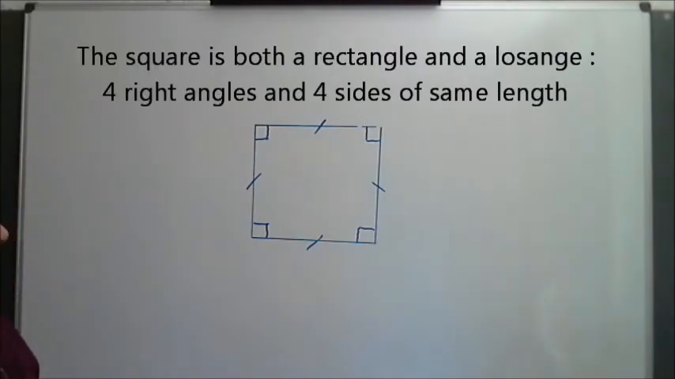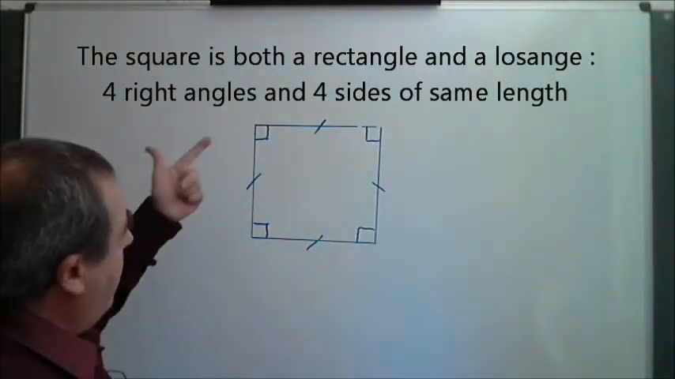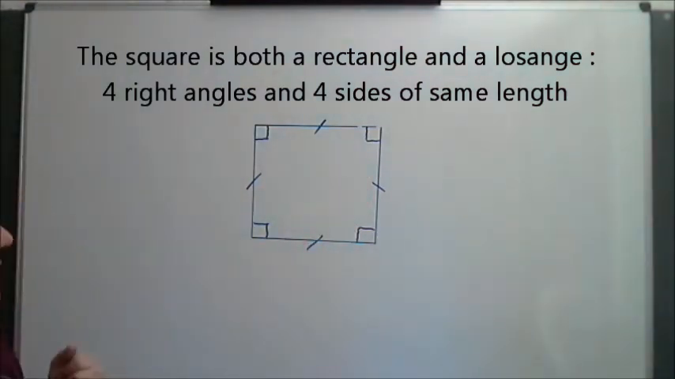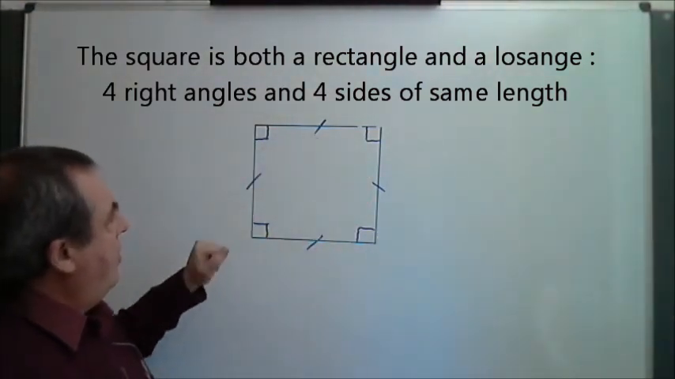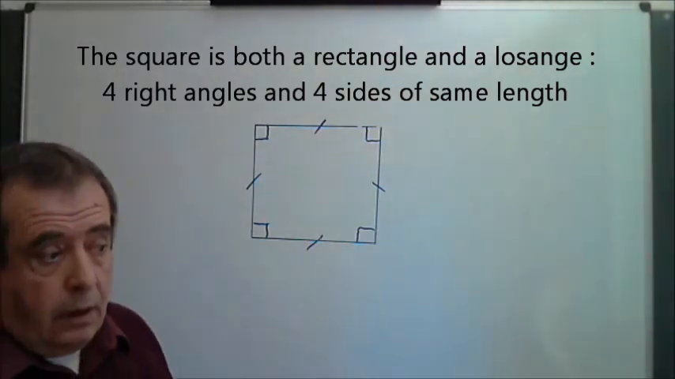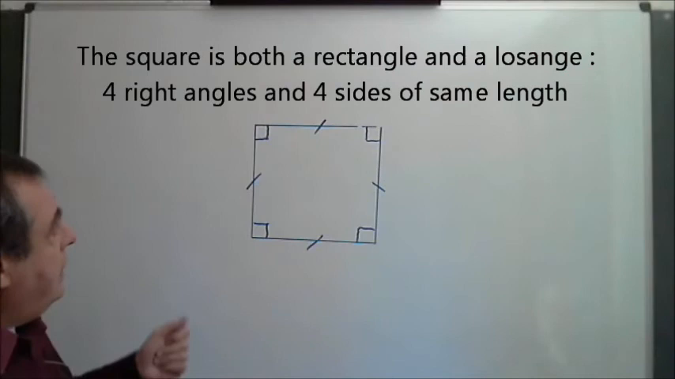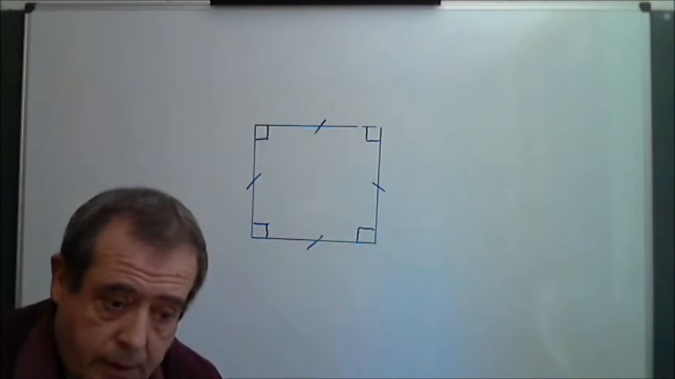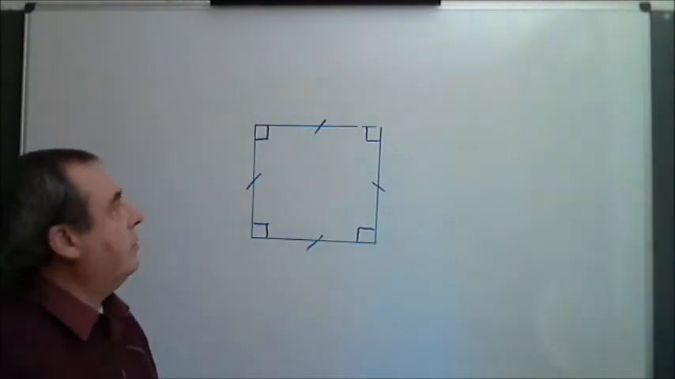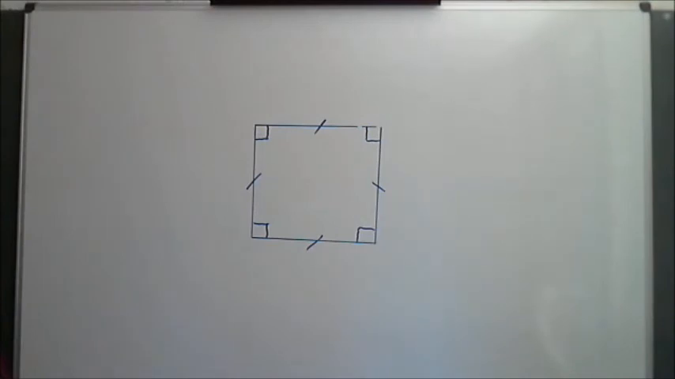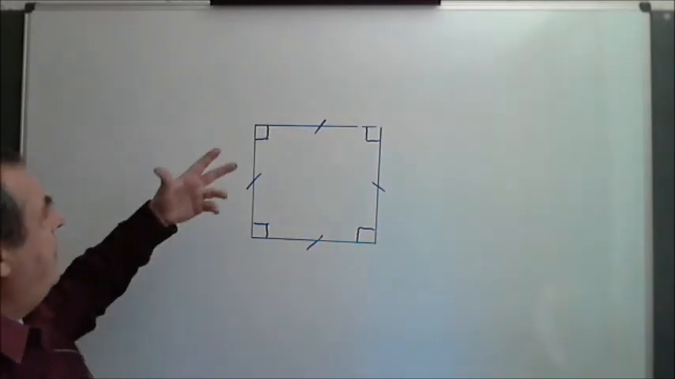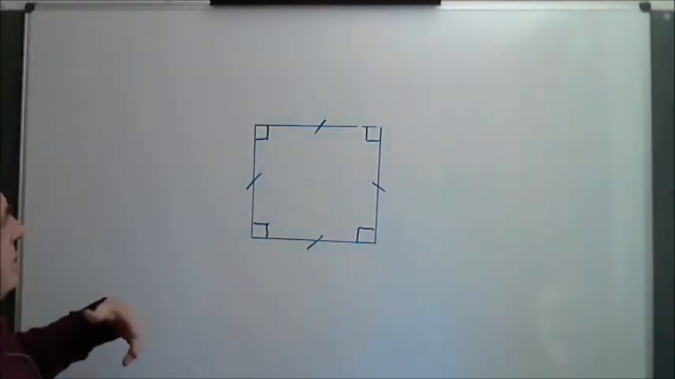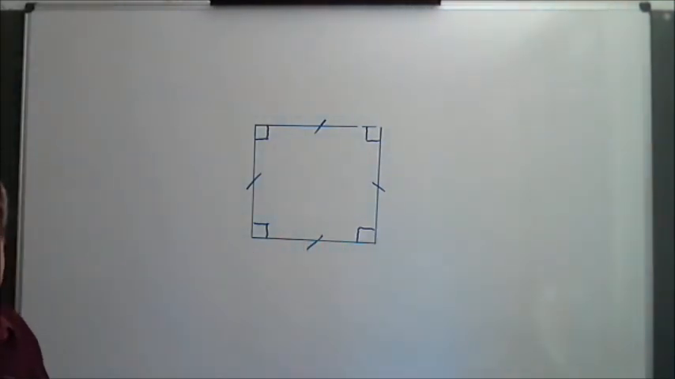The square is a quadrilateral with four right angles and four sides with the same length. So a square is both a rhombus and a rectangle. It has many properties, of course, because it is the king of the quadrilaterals. It gathers all the properties.